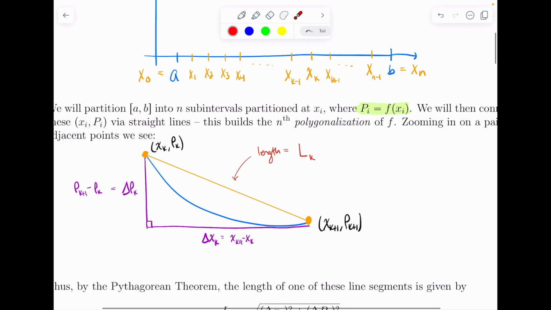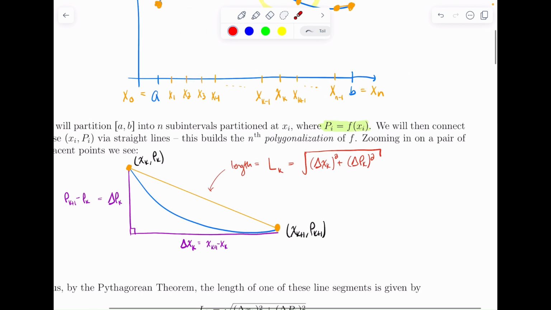Because when I turn around and compute this length here, I'm using the Pythagorean theorem. That's going to be the square root of delta x_k squared plus delta P_k squared, all square rooted. Whether you want your delta P_k to be positive or negative, either way I'm squaring it, so it really doesn't matter. And so this is my length, L_k.